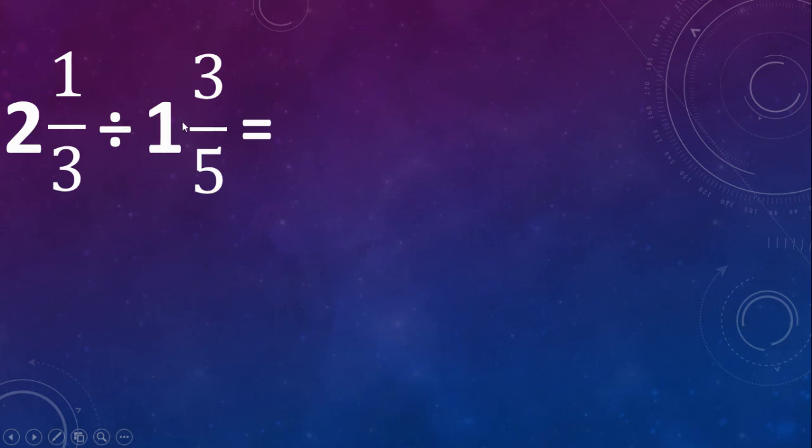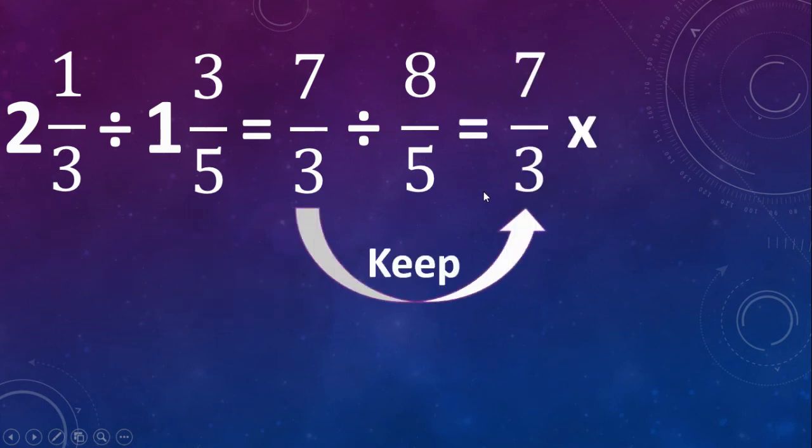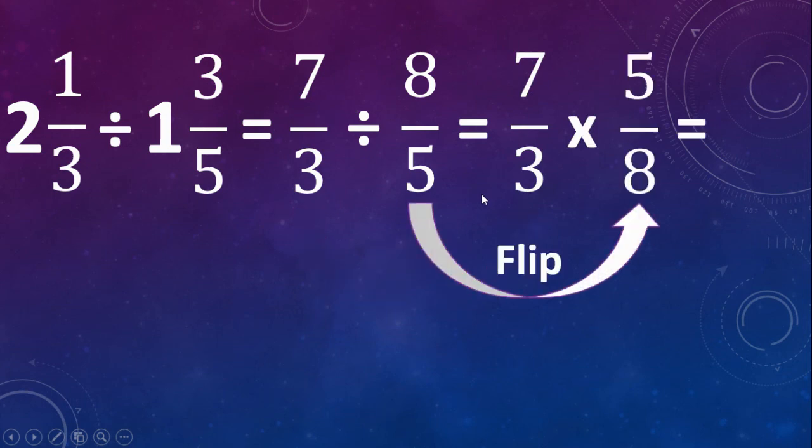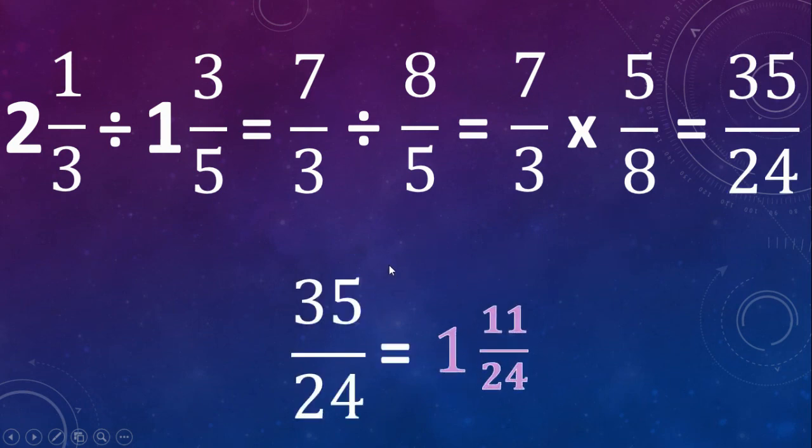We have a mixed number divided by a mixed number. We want to acrobat. 2 times 3 plus 1 is 7/3. 5 times 1 plus 3 equals 8/5. Now we're going to KFC. We changed our sign. Again, it's an improper fraction, so we have to divide it. So 2 1/3 divided by 1 3/5 equals 1 11/24.